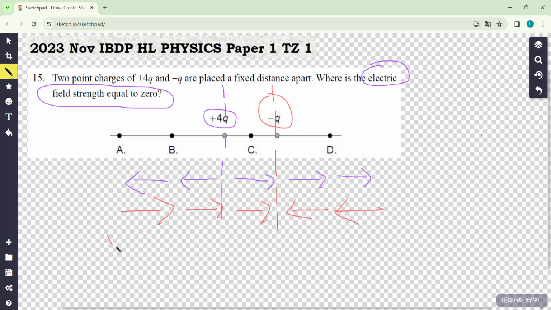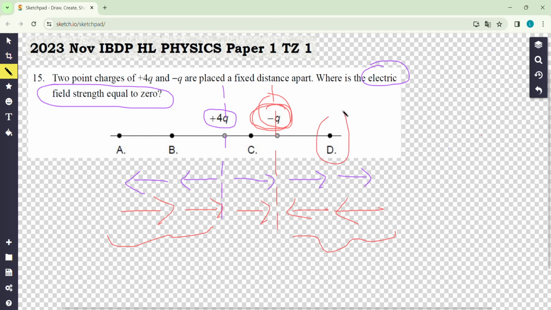So you observe that at these two ends, the electric fields cancel each other, so it is possible for them to be 0. And moreover, you notice that negative Q is smaller, right? So for the electric field to be cancelled out, the position should be closer to the negative Q charge because this is weaker, so the position should be closer to it.